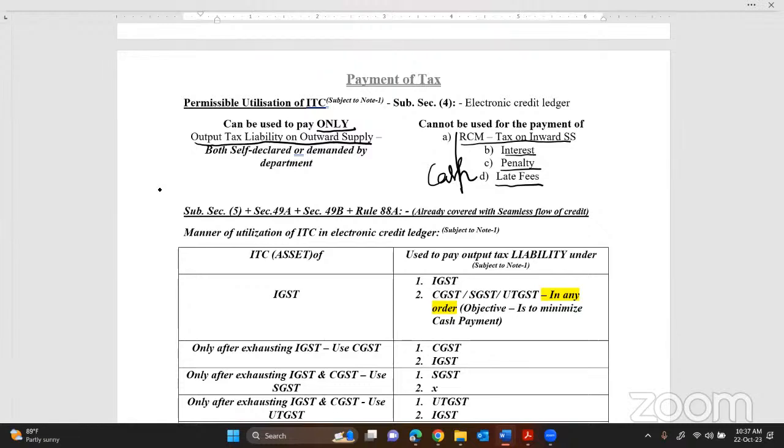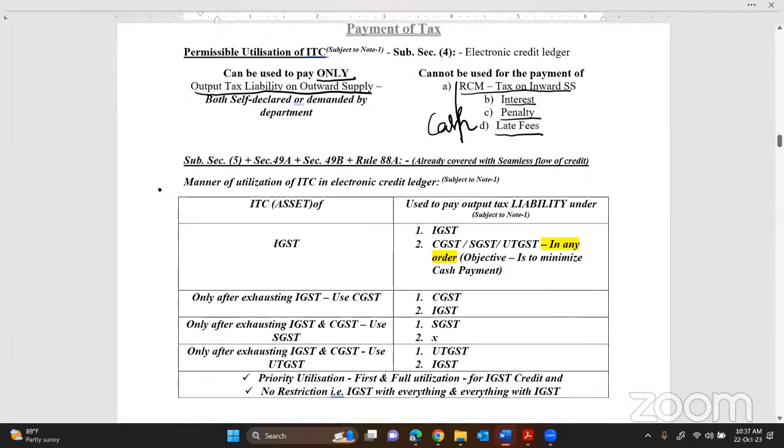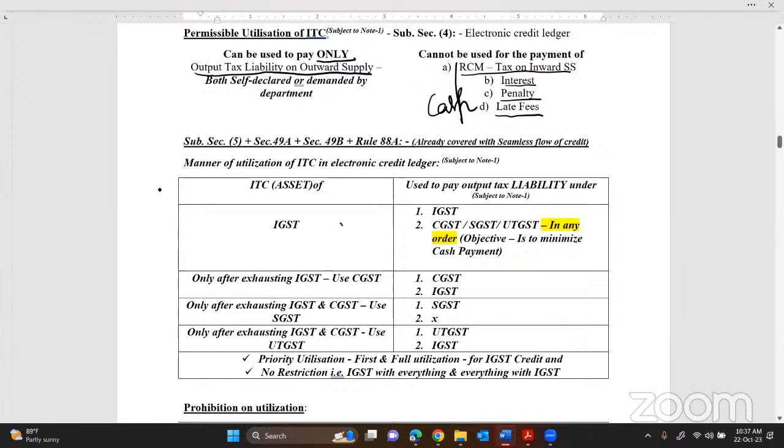Yeah, right. In which order should I adjust, sir? First, you should go for IGST. IGST has to be adjusted first for IGST liability. Next, it can be adjusted for CGST, SGST, or UTGST in any order. Sir, when you follow any order, what should be the objective? The objective should be minimum cash payment. Remember this. This is a very, very important one, because in a lot of past questions, it will be divided equally.